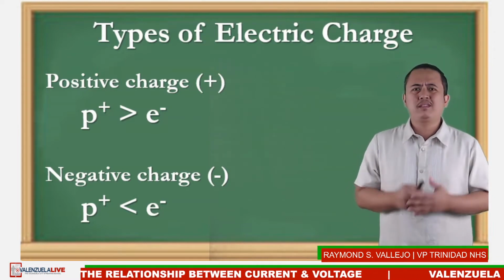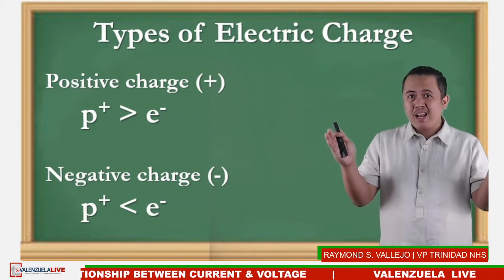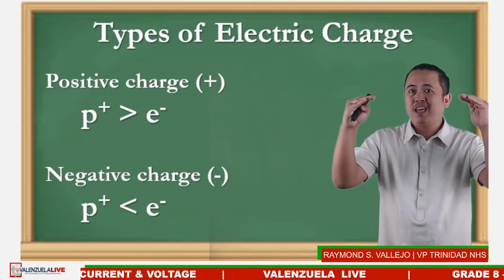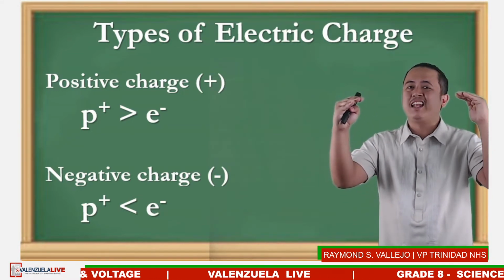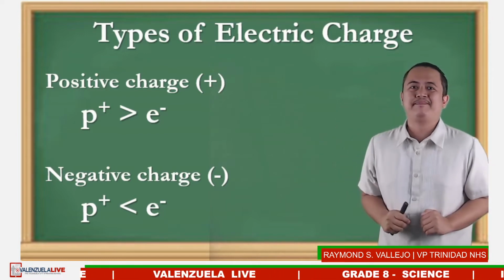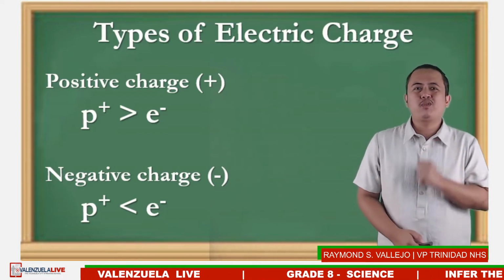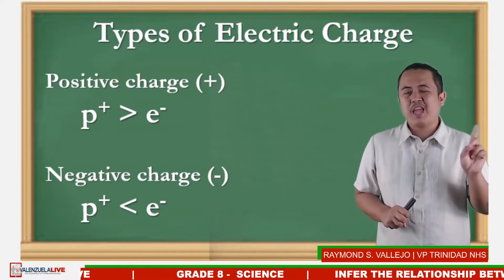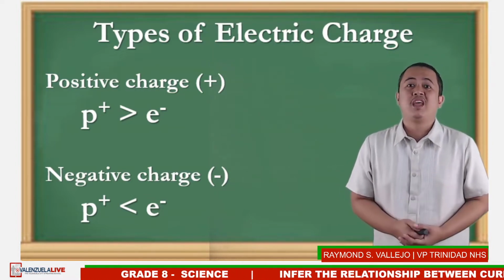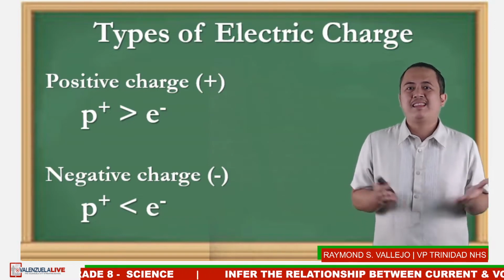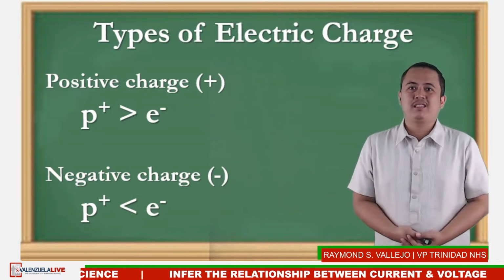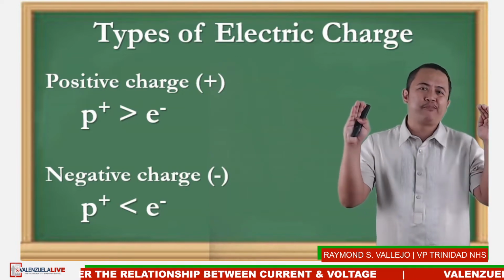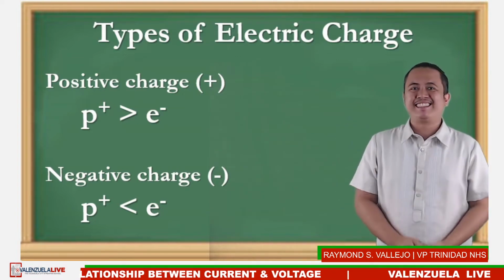But sometimes, the term neutral is used to describe that there is an equal number of protons and electrons in a system. It is important to understand that the term neutral is not a third type of charge. It is just a term that describes the absence of charge in a system due to an equal number of protons and electrons.